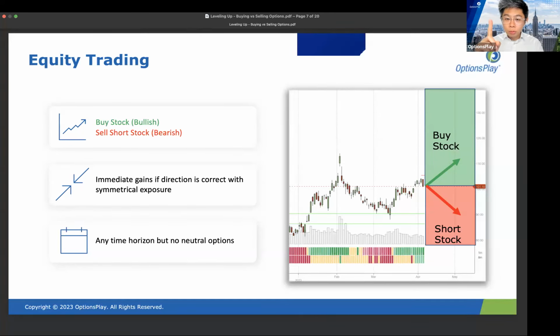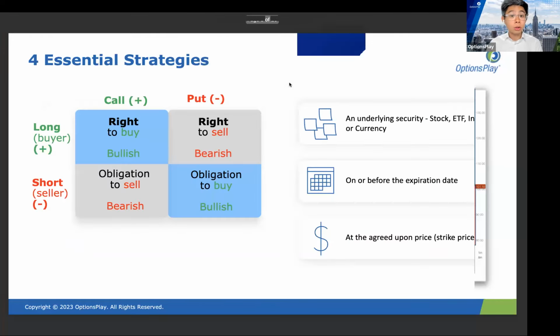And the most important thing to remember is that when you're trading stocks, you have what we call symmetrical exposure. Now, as we get into options trading, the most important thing to remember is that when you're trading options, you have what we call asymmetrical exposure. We're going to talk about what asymmetrical exposure means.